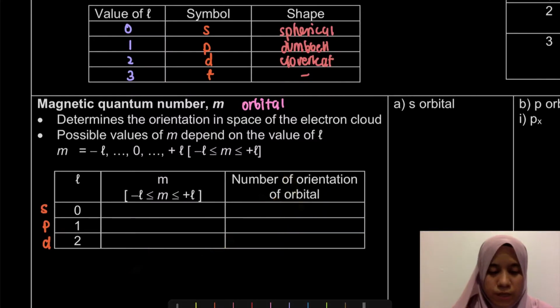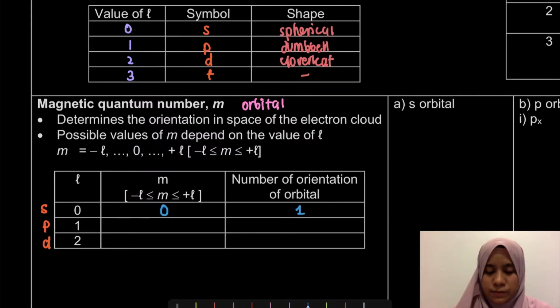So what does it mean? Here, because the value of L is only 0, there is no negative 0, 0, positive 0. You'd get scolded by the maths teacher for that. So your M is only 0. How about the number of orientations? Even though the value is 0, there is one value. So the number of orientations is 1. If you don't understand, it's okay.